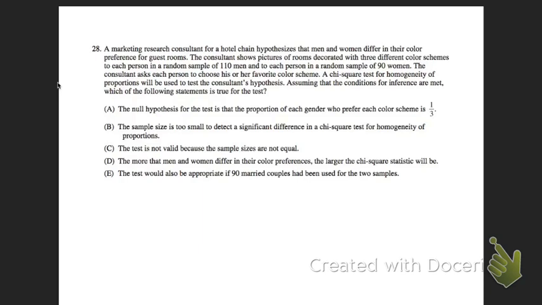28. So this is another example of a chi-square test. And what kind of chi-square test is it? It tells us in the problem, right here: homogeneity. And for homogeneity, the null hypothesis is what? In our own words, we're saying that the proportions are the same for all the samples that I took. So I need to choose an answer choice that says proportions are the same for all samples.